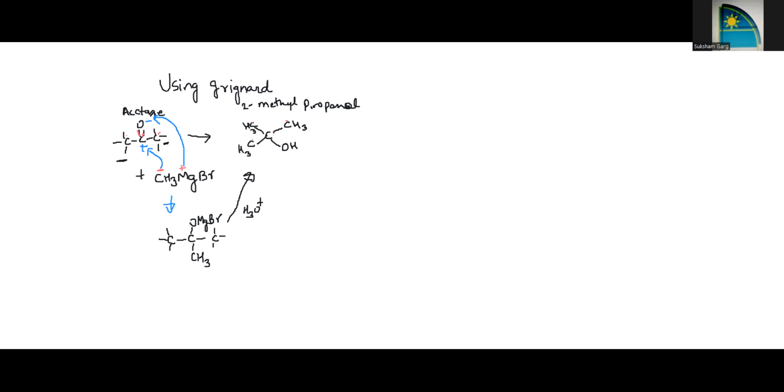So Grignard can also help you in increasing the carbon chain length. In fact, you can increase carbon chain length by 1, by 2, any particular group you can add, but the starting material has to be a carbonyl compound. Carbonyl compound means compound containing C double bond O, and you can convert it to alcohol. This is the way of increasing the carbon chain length.